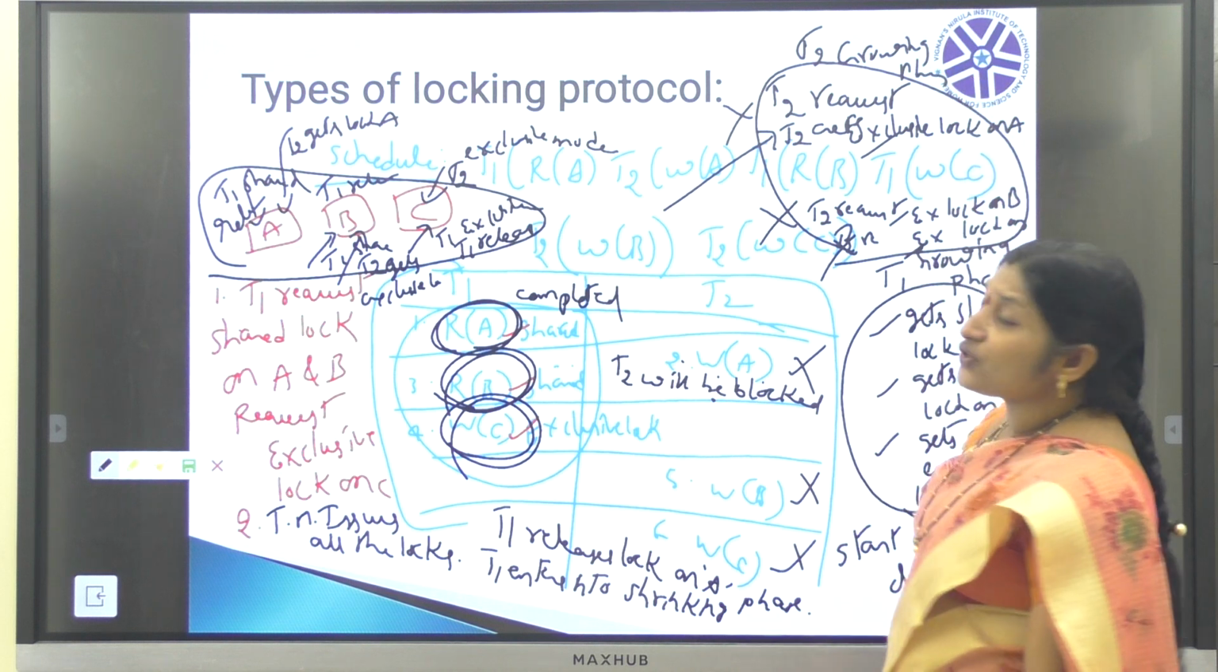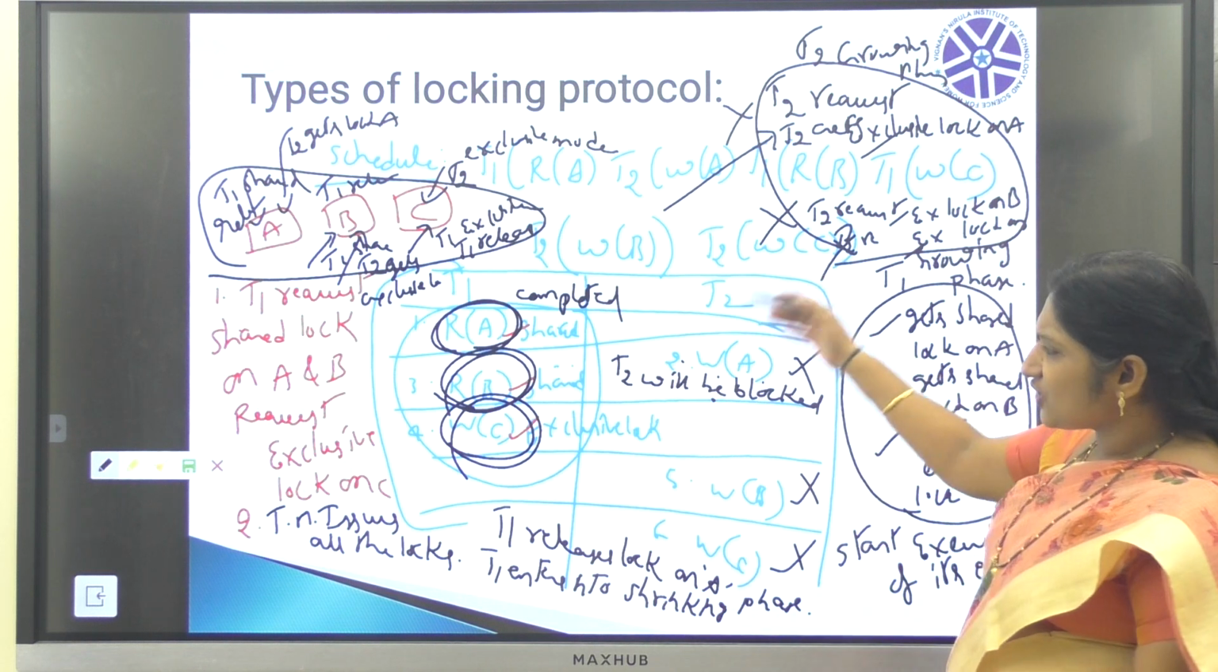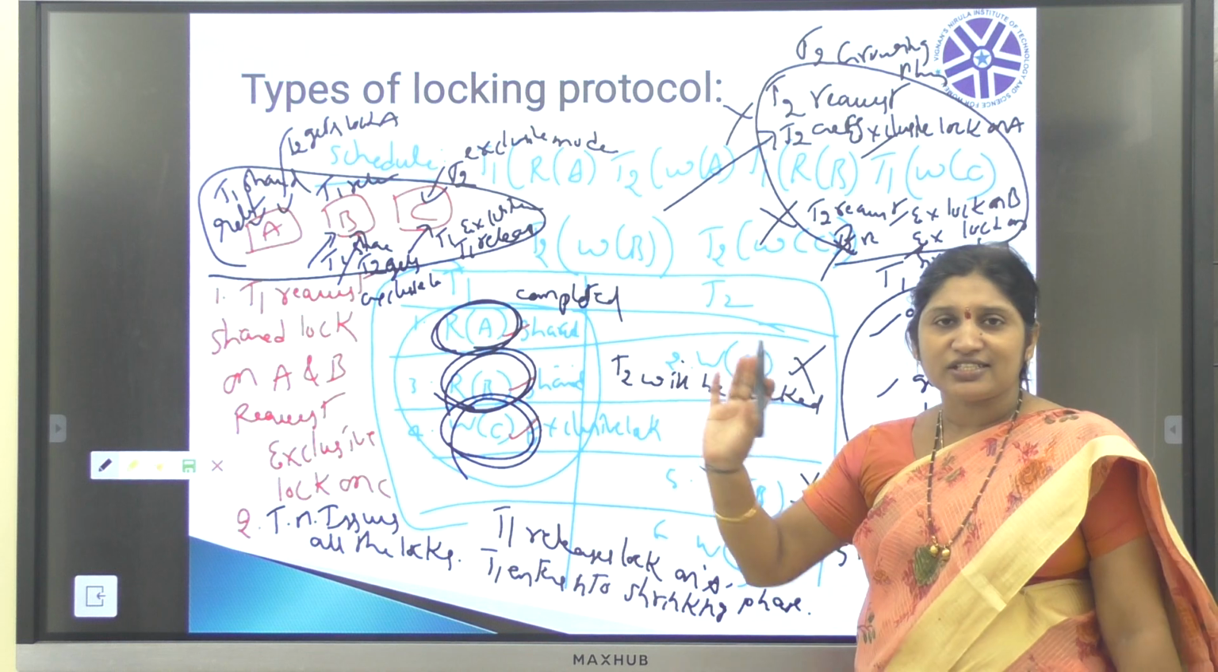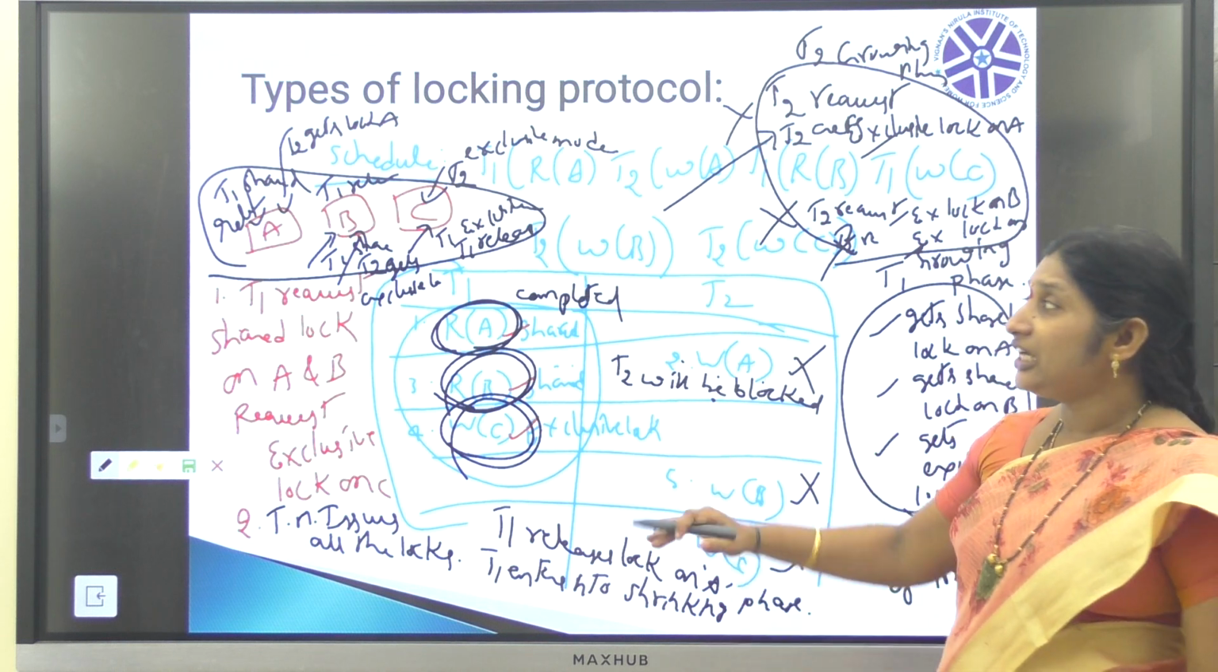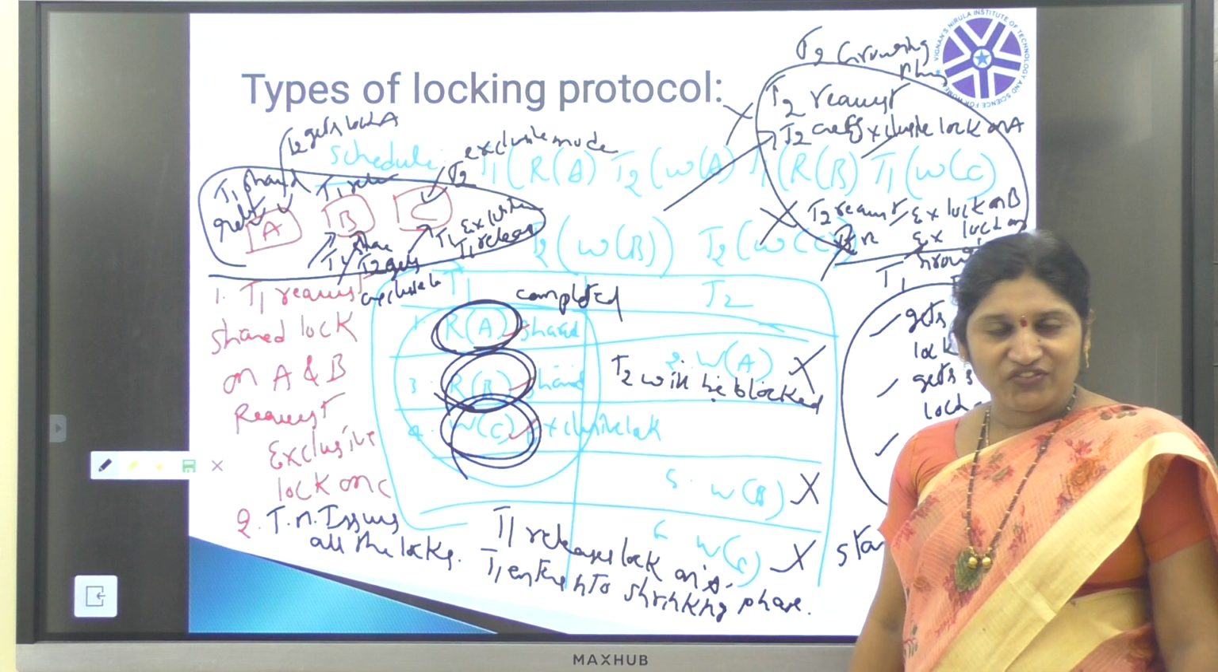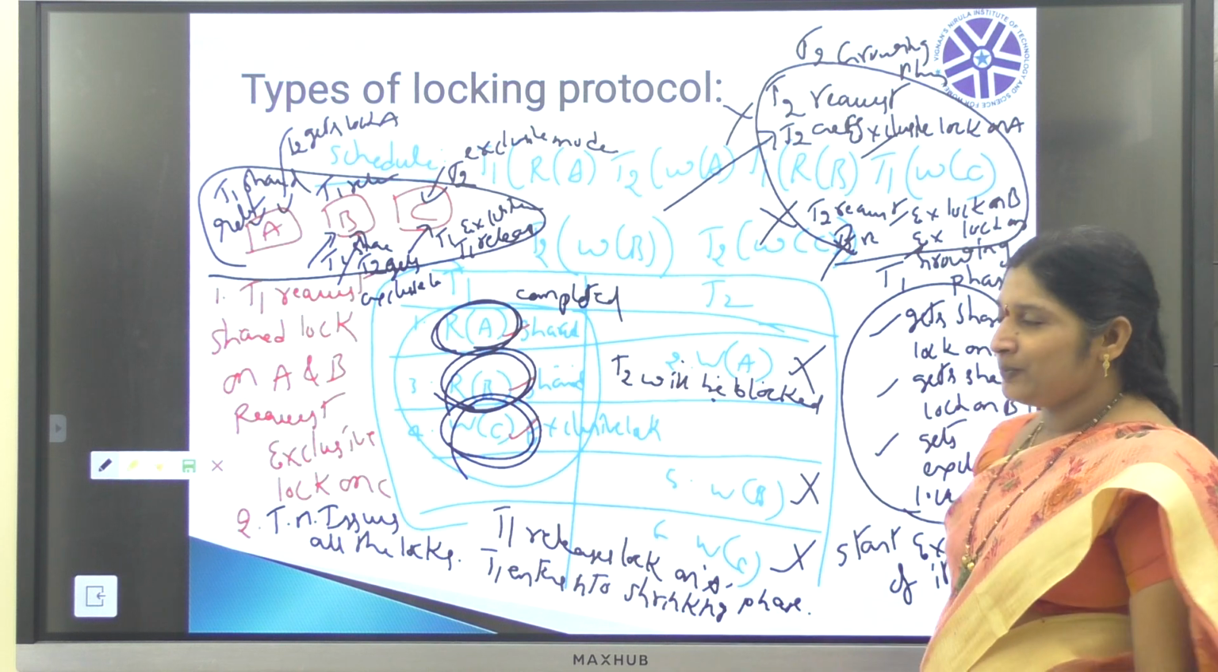Now T2 has entered into the growing phase. After it starts execution and completes its execution, again it starts to release the locks on that particular data item. It will enter into the shrinking phase. That's how 2PL is working.